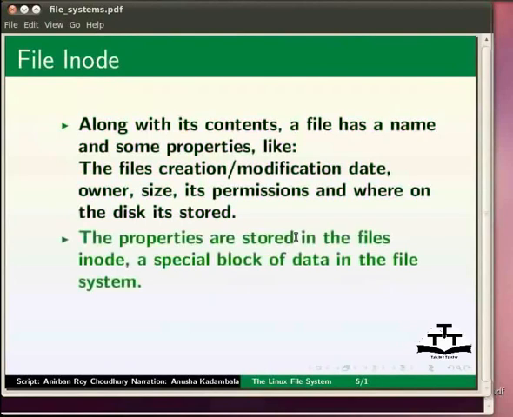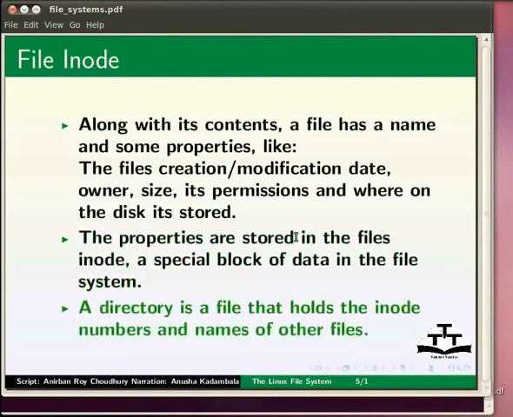The properties are stored in the file's inode, a special block of data in the file system that also contains the length of the file and where on the disk it is stored. The system uses the number of the file's inode. The directory structure just masks that for our benefit, as it is easier for us to remember names than larger numbers. Contrary to its oversimplified definition, a directory does not actually store other files. It is itself a file that holds the inode numbers and names of other files.